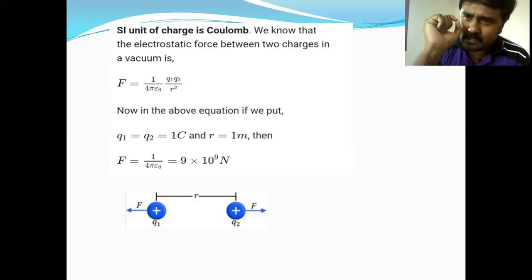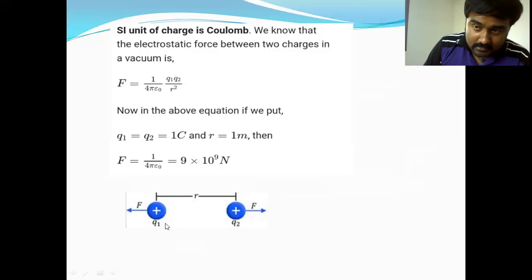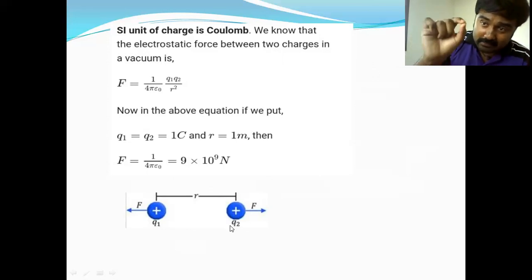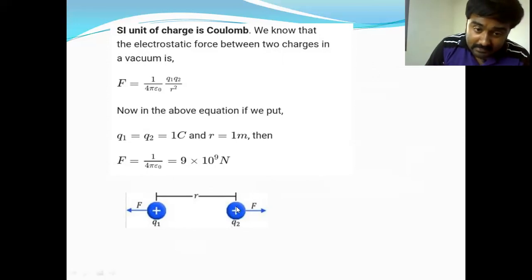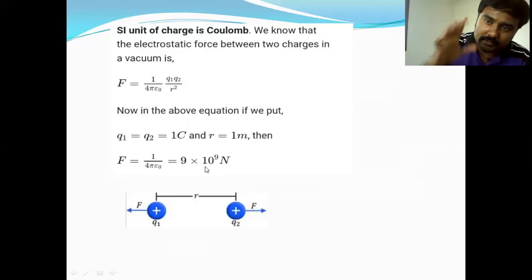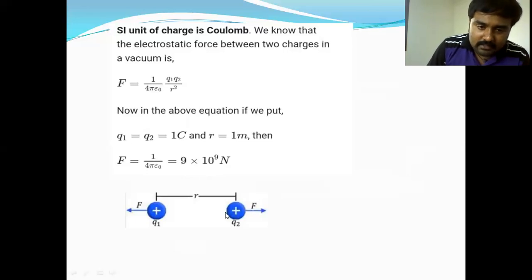So 1 coulomb is a charge which, when placed at a distance of 1 meter from an equal and similar charge placed in air or vacuum, then it will repel with a force of 9 into 10 power 9 Newton. This is the definition of unit charge.